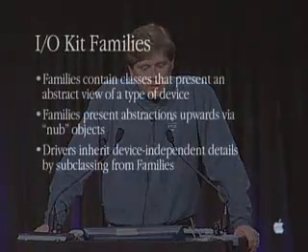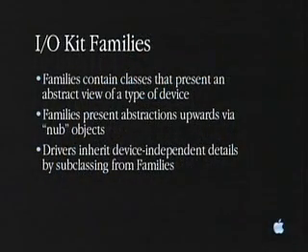Now, IOKit families contain classes that present an abstract view of a device type. That's basically what it's trying to say there: a family presents the abstraction of a type of device to the system. So if all disk drives fundamentally look the same, the family, the storage family, would present that abstraction, and everybody that builds a device driver underneath that abstraction would inherit from it and therefore get sort of the same appearance to the upper layers.